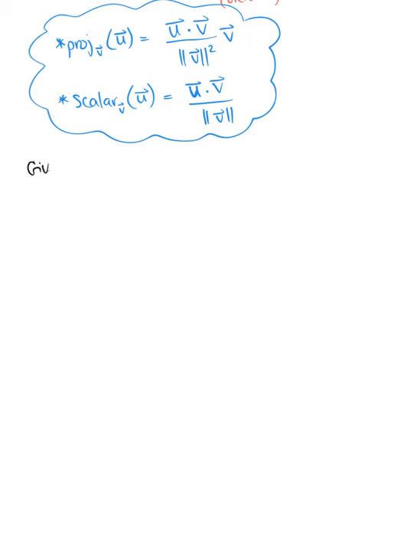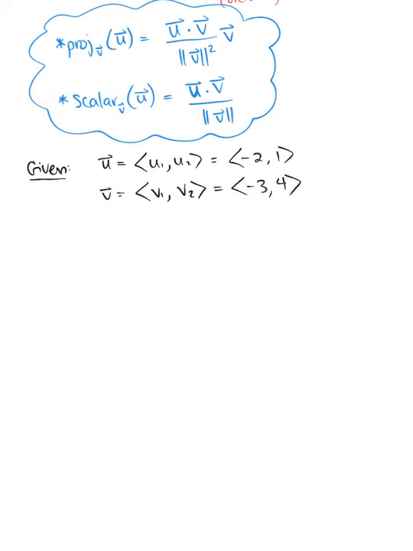Again, we have vector u, which is u sub 1, u sub 2, equal to negative 2, 1, and our vector v is v sub 1, v sub 2, which is given to us as negative 3, 4. So we'll find our scalar component first, since we need it to get the projection.